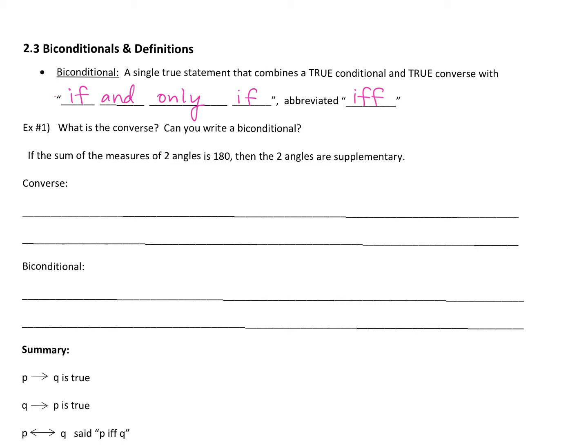So look at this first problem. It says, what is the converse and can you write a biconditional? So the first thing you have to check is truth value. Look at this statement. If the sum of the measures of two angles is 180, then the two angles are supplementary. Is that true? Yes, that is true. Okay, so we've met the first requirement. Your conditional must be true. Now we check the converse.